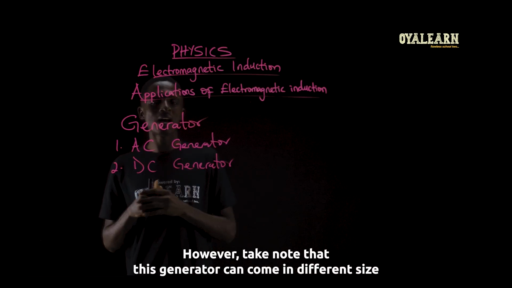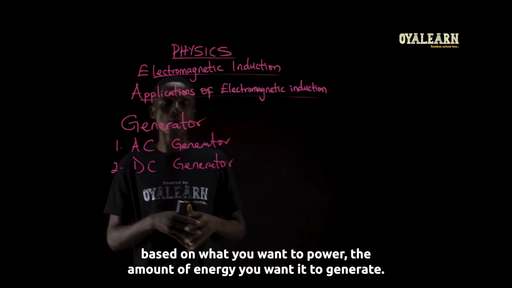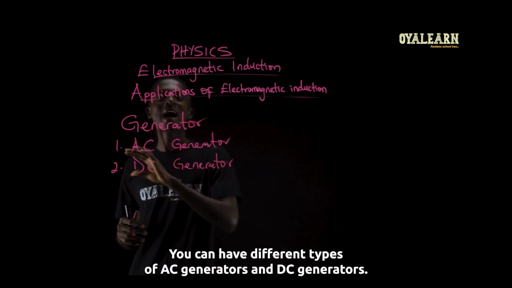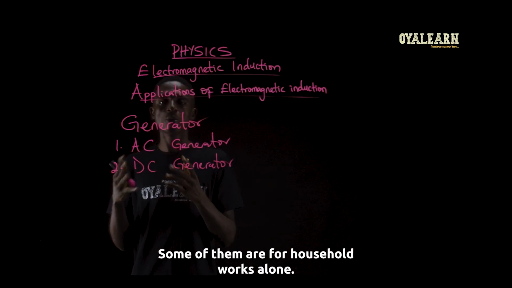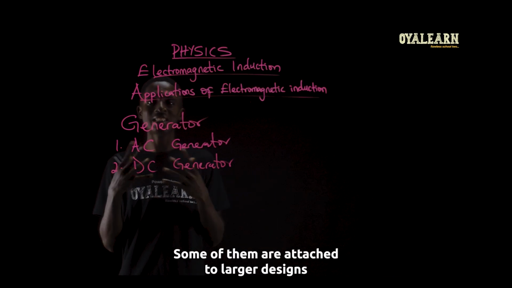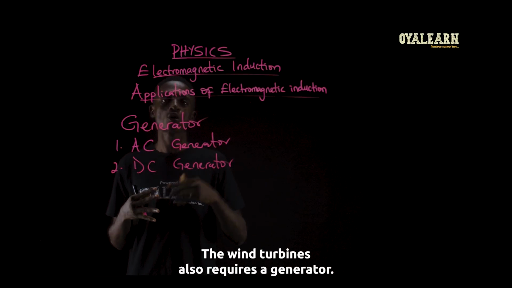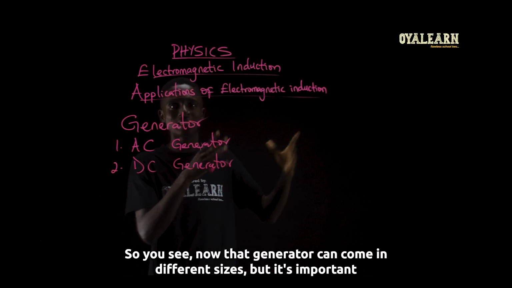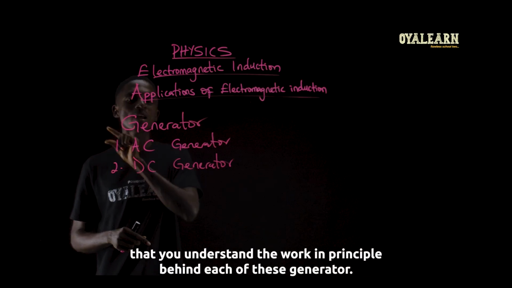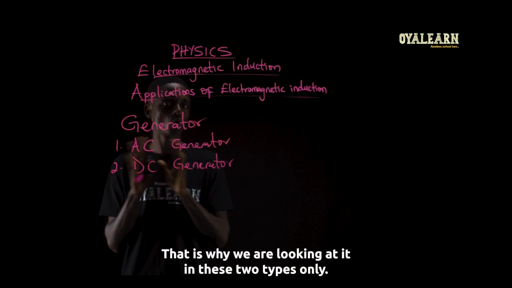However, take note that generators can come in different sizes. Based on what you want to power, the amount of energy you want it to generate, you can have different types of AC generators and DC generators. Some of them are for household work alone. Some of them are attached to larger designs, like the hydropower stations, which require generators. The wind turbines also require a generator. So you see now that generators can come in different sizes. But it's important that you understand the working principle behind each of these generators. That is why we are looking at these two types only.